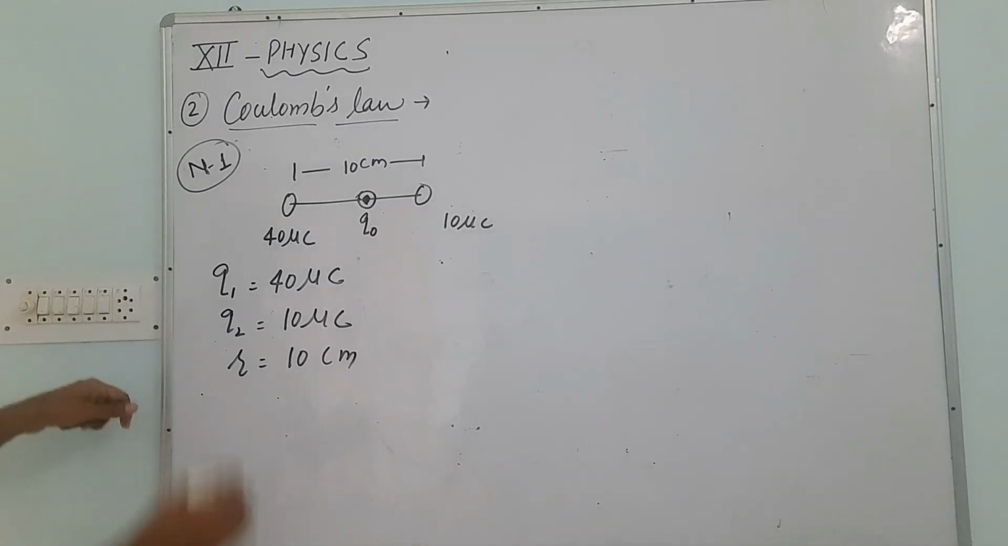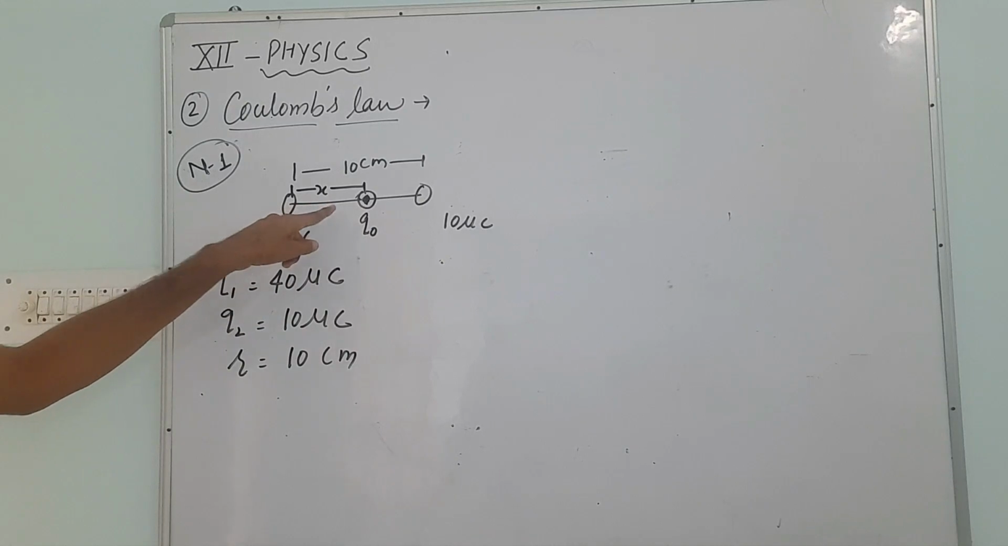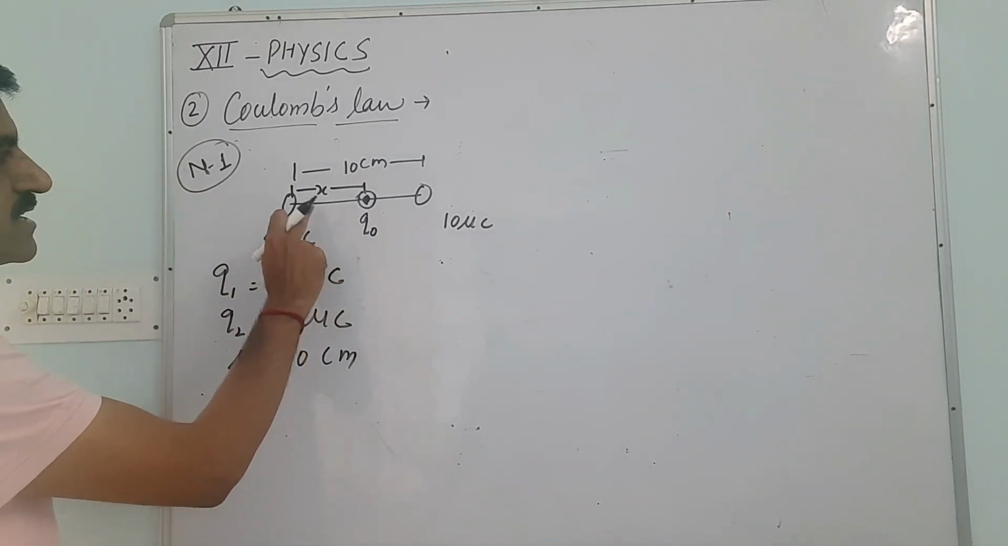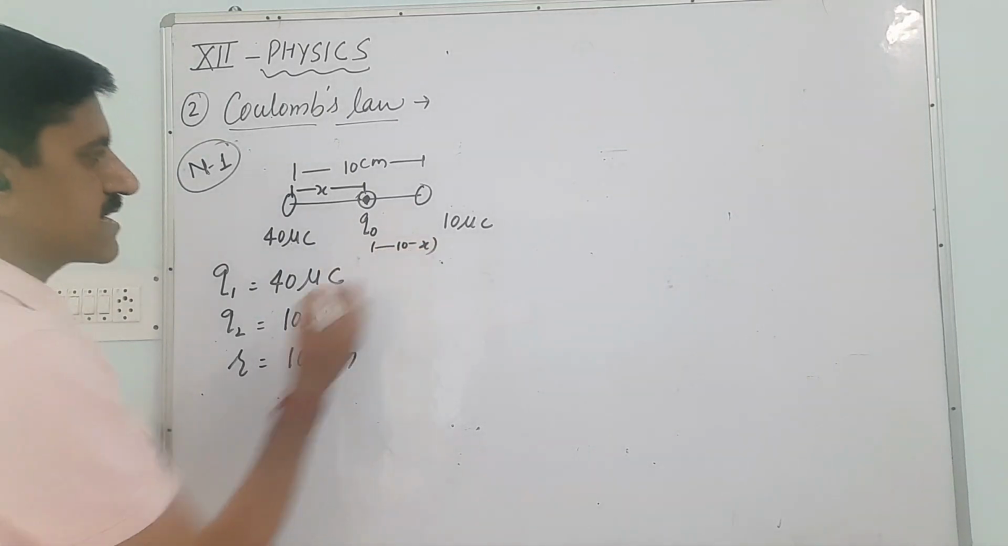For this, let me start. You can first try, then you can go for the solution. You can pause it, wait for 2 minutes, try this, and then go for the solution. So the solution: the distance is x. The other distance is 10 minus x.